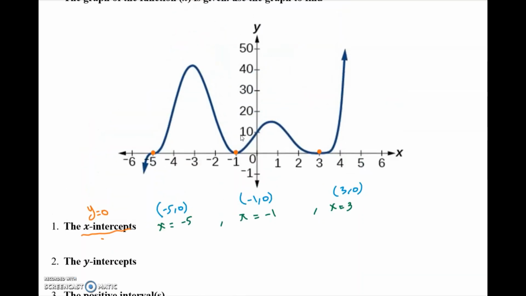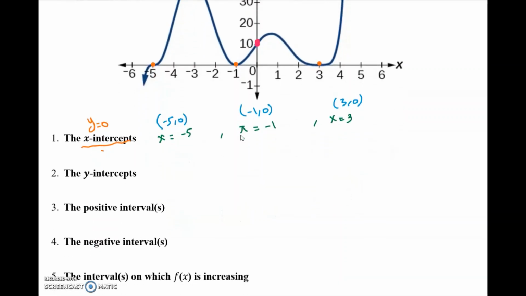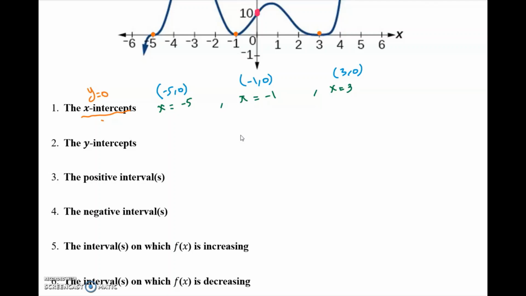Let's look at the y-intercept now. The y-intercept is basically the point at which the graph intersects with the y-axis. We're talking about this point here, right? So this point here is 10. It's y equals 10. Or you can say at x equals 0, so (0, 10).